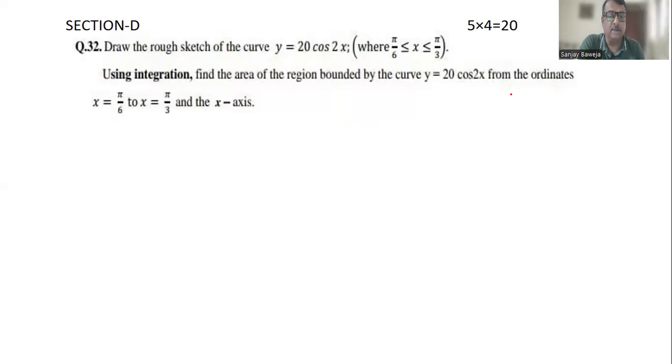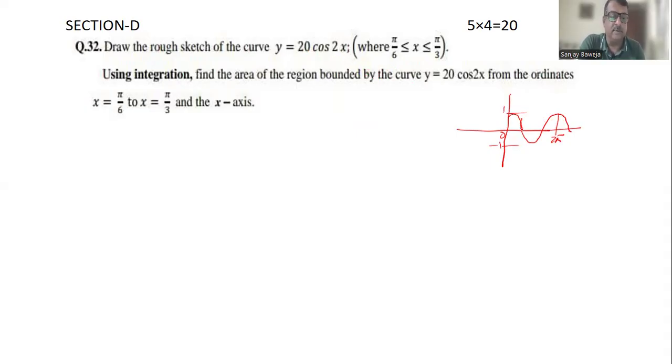All of you know that graph of cos x is like this, right? So this is between 0 and 2 pi. The behavior of the cos x is like this. It varies between 1 and -1. So that is the basic knowledge you must have in order to draw the rough sketch of 20 cos 2x.